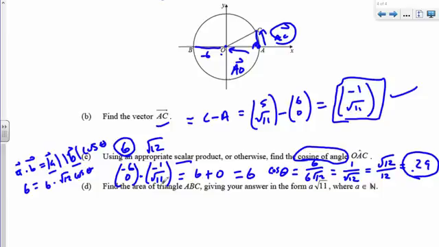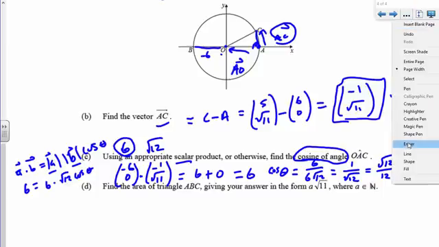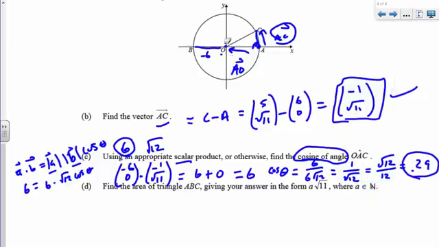Find the area of the triangle ABC. Be careful with this one. This one is a pitfall. Let me show you why. Let's get this eraser out again. Alright, the very last question. Find the area of triangle ABC, giving your answer in the form a root 11, where a is a member of the natural numbers.